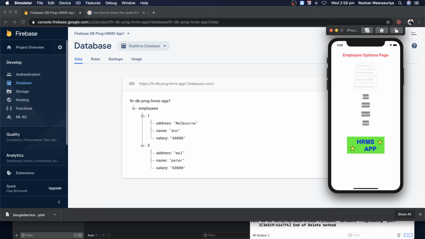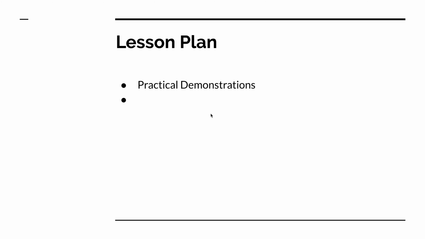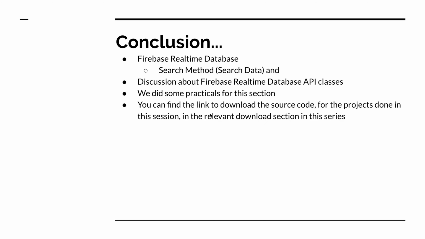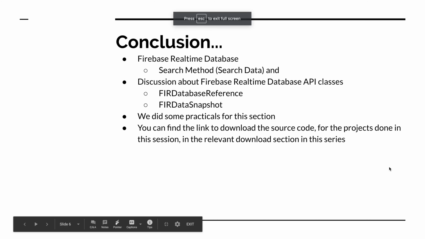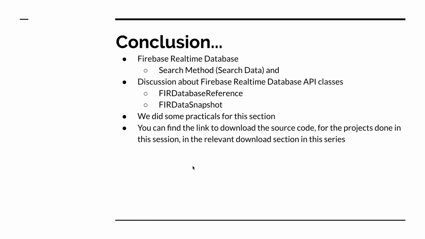Okay viewers, we completed the practical demonstration, and in conclusion, we learned about Firebase Realtime Database searching for data, and we figured out what classes are being used, which is very important for us. The API classes we referred to were FIRDatabaseReference and FIRDataSnapshot, and we did some practicals. You can find the link to download the source code for the projects done in this session in the relevant download section in this series.